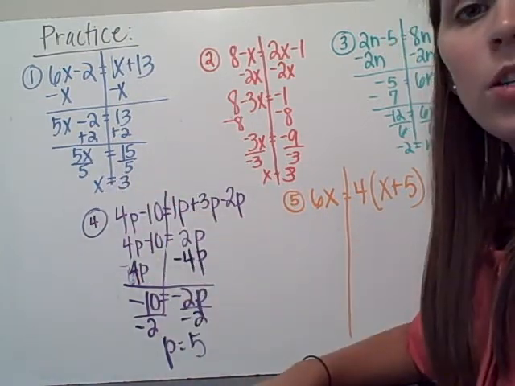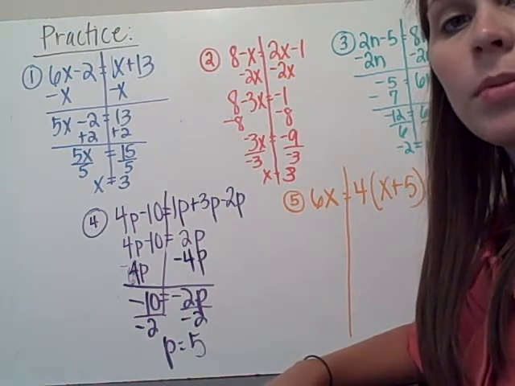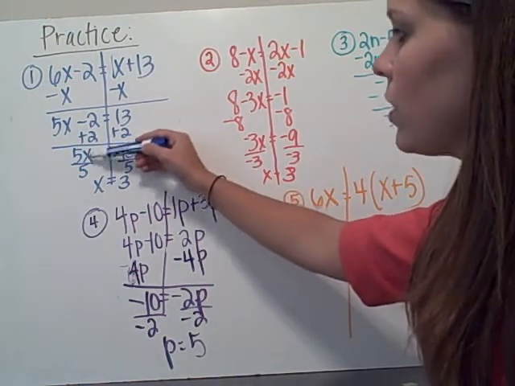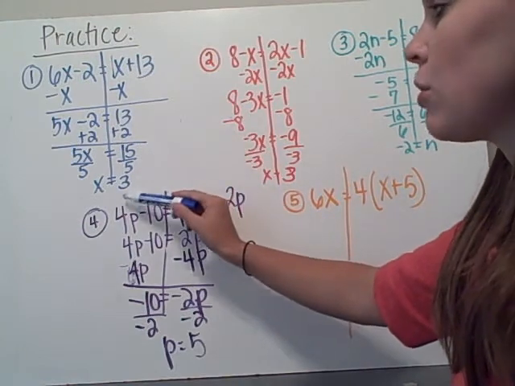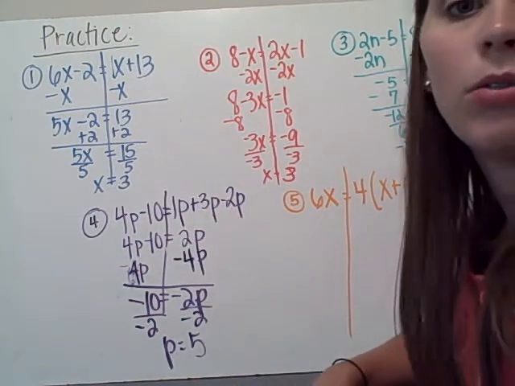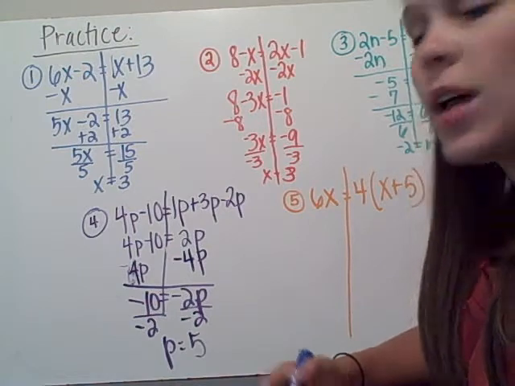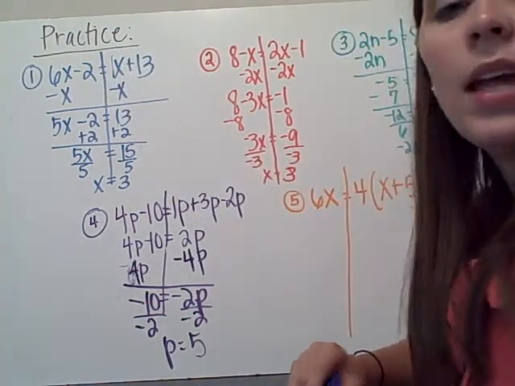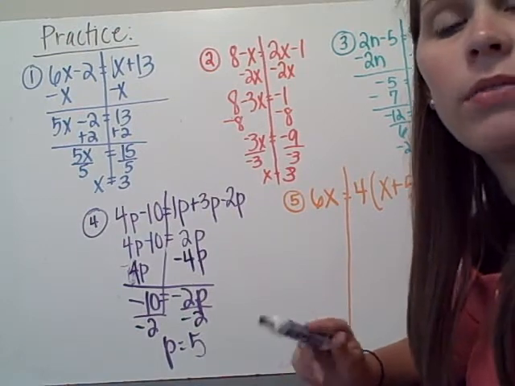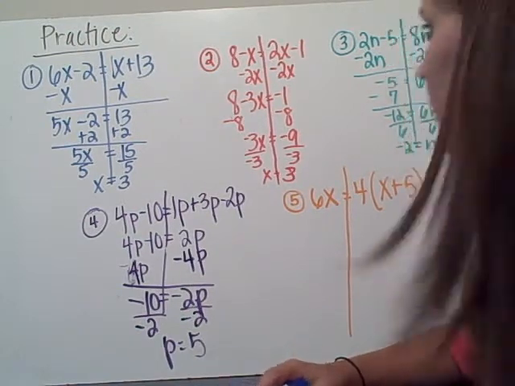This is multiplication. The inverse operation of multiplication is division. So we're going to divide by 5 on both sides. 15 divided by 5 is 3, so our answer is x equals 3. If we were to check this, we plug it back in for this x and this x, and then solve and see if both sides of the equation are equal.